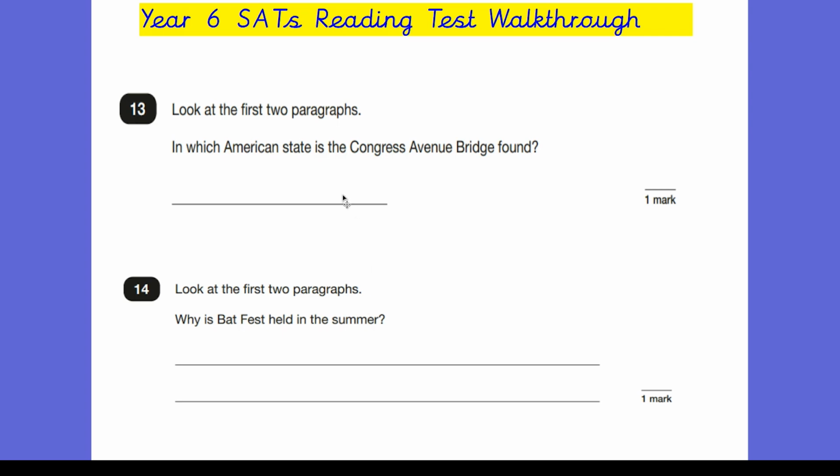Look at the first two paragraphs, so it tells us exactly where we need to look. In which American state is the Congress Avenue Bridge found? Children did find this quite tricky, because a lot of primary school children, unfortunately, their American geography isn't that great, and we don't have states in this country, so they would have found this quite difficult. But if they can go back to the text, let's see if we can find the answer.